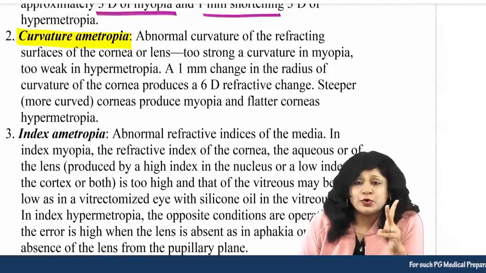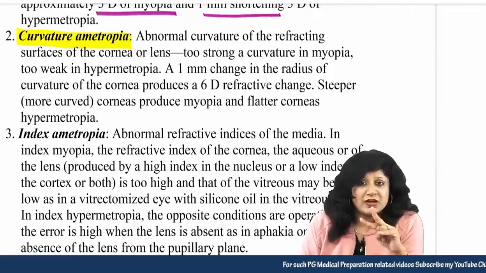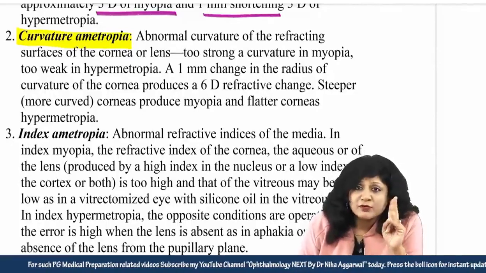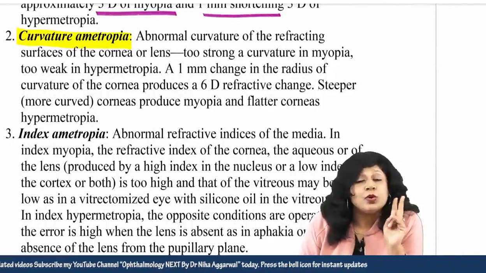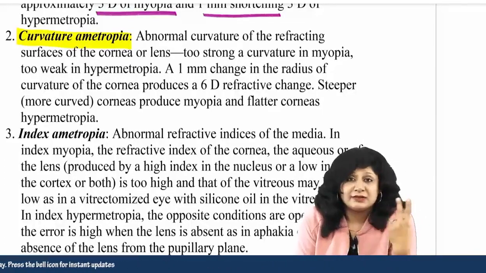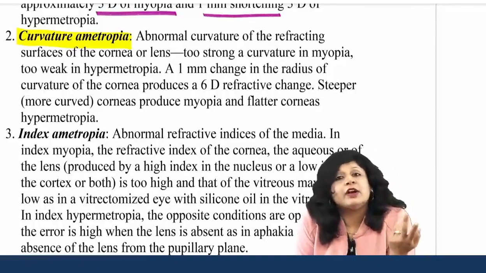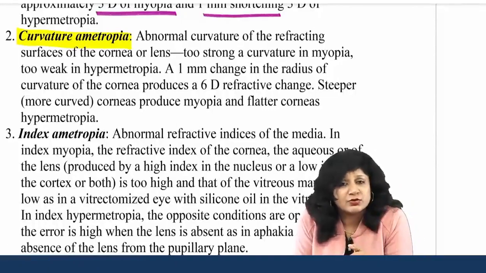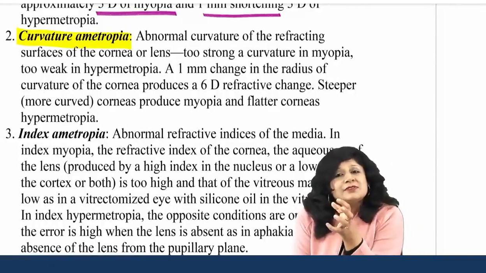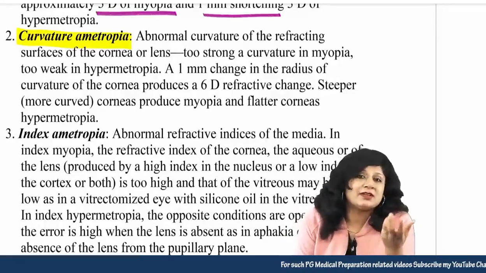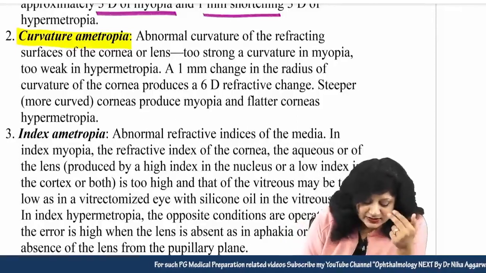Now you know that the refractive surfaces are two. We have cornea and we have lens, and because you have two refractive surfaces, both curvatures are important, because most of the time we have this confusion in our mind that only corneal curvature will affect. No, because the lens is also a refractive surface, and in some circumstances I will say the retinal curvature also, because ultimately the image has to be formed on the retina. So let's see the curvature emmetropia.